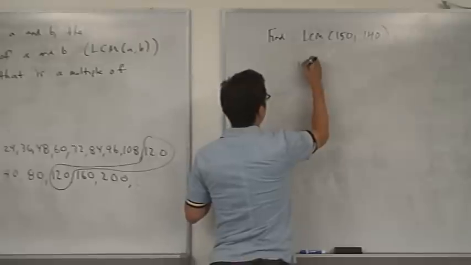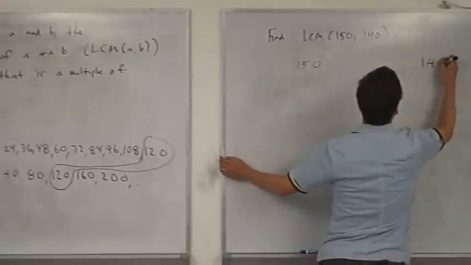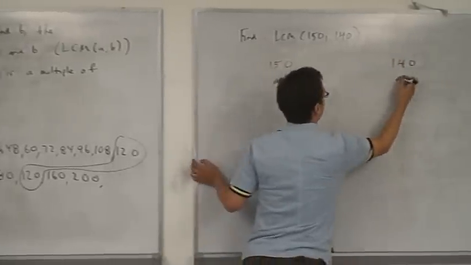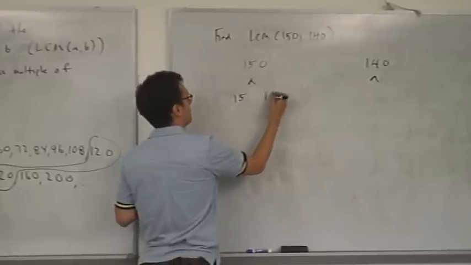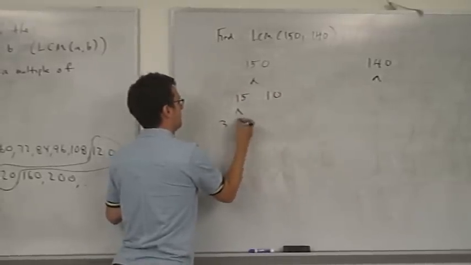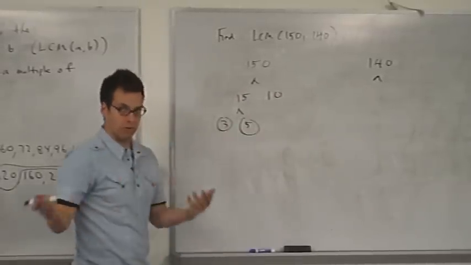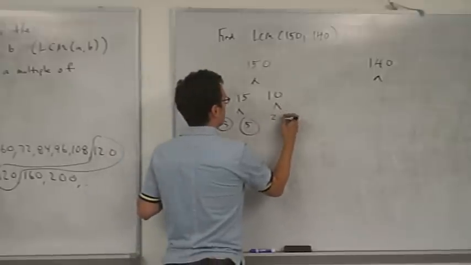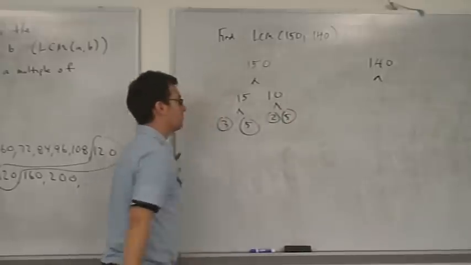So again, prime factorizations can be found by using factor trees. 150 is 15 times 10. 15 is the same as 3 times 5. Both of those are prime. 10 is the same as 2 times 5. Both of those are prime.